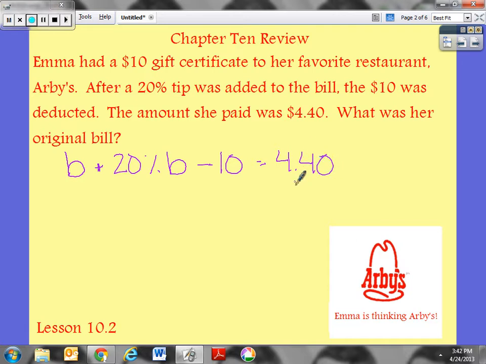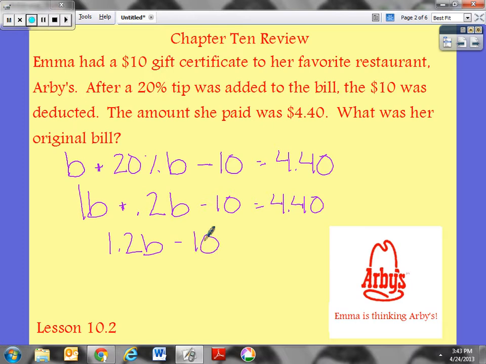Now I'm going to convert that 20% into its decimal equivalent, which is 2/10. So now I have B plus 2/10 B minus 10 equals $4.40. First step, I may combine like terms. This is really 1B plus 2/10 of a B, so that's 1 and 2/10 B minus 10 equals $4.40. That's an ugly decimal, Mr. Giomini. Okay, I will now add 10 to both sides.